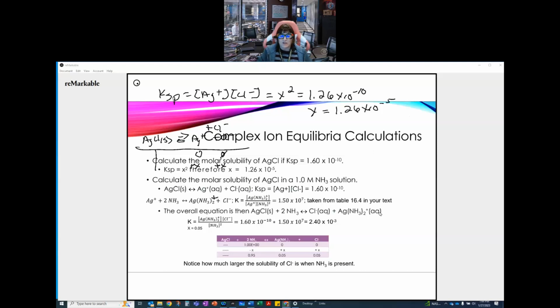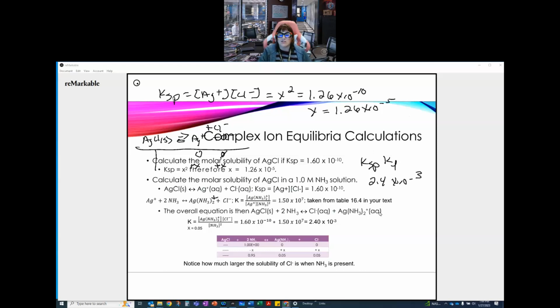Ag(NH3)2+. That has a K value of Ag(NH3)2+ times the Cl minus divided by the NH3 squared, which can be gotten from multiplying the Ksp times the Kf. Multiplying those two values together will give us the value that we're looking for, which is 2.4 times 10 to the minus third, compared to that 1.26 times 10 to the minus 10th.